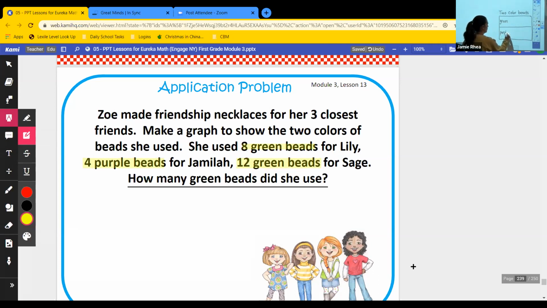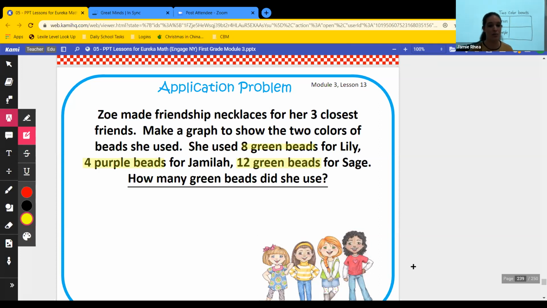All right, so now we can figure out how we're going to solve this. Now you are going to choose. You can do it where you made the graph, or you can use tally marks, whichever one you think is going to be the easiest for you. Okay, I'm going to do tally marks on this one.